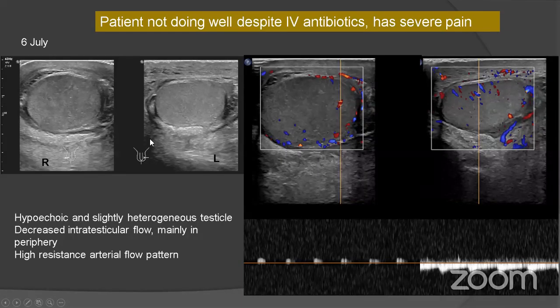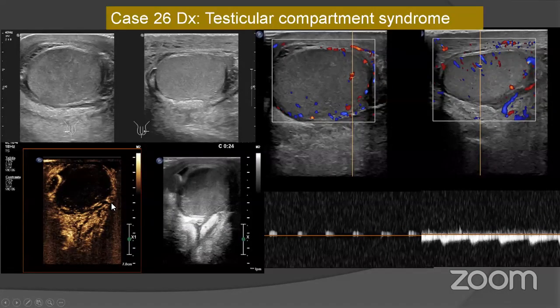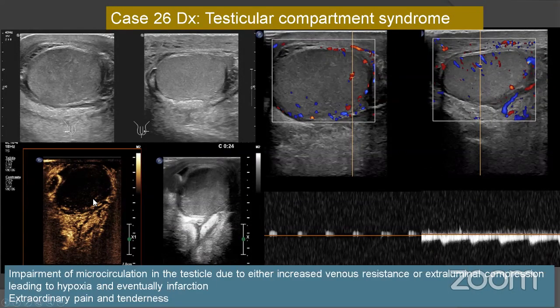And this patient has basically developed severe ischemia and is very painful, underwent a contrast-enhanced study, which demonstrates no flow in the majority of the right testicle, indicating infarction, and had to undergo surgery for testicular compartment syndrome. Pretty much a large portion of the right testicle had to be debrided as it was infarcted and necrotic. So that's a rare condition, but such patients who develop a compartment syndrome usually have extreme pain and tenderness.